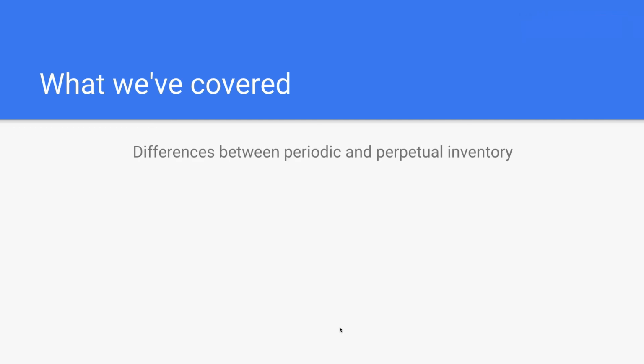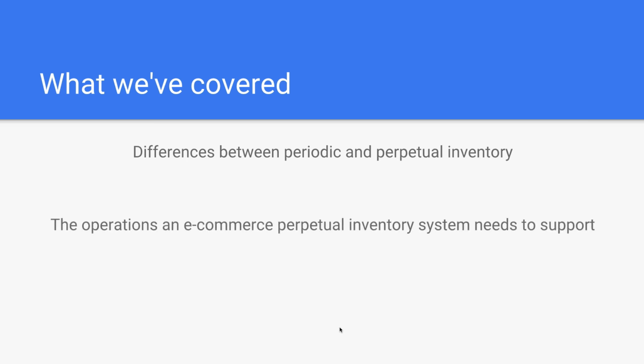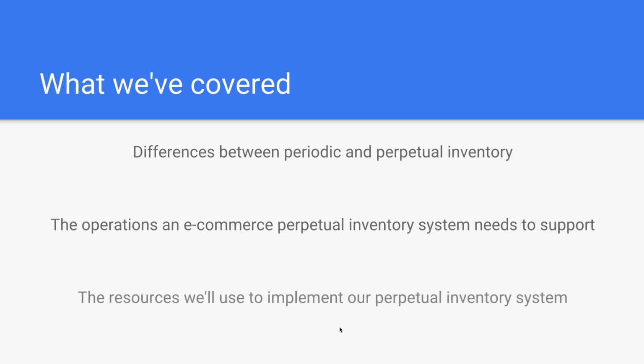So in this video, we have covered a few different things. One, we've talked about the differences between periodic and perpetual inventory. We have talked about the operations an e-commerce perpetual inventory system needs to support, particularly in the case of allowing customers to have back orders. And then finally, we covered the resources that we'll use to implement our perpetual inventory system.